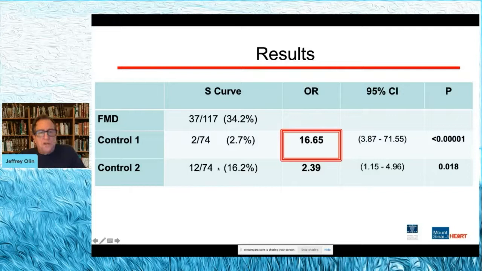And what we saw is that a little over a third of the patients had the so-called S-curve. Of patients of the same age, only two of them had it, but we don't even know that these two didn't have FMD because this was just an ultrasound study. And 16% of the elderly, if you're using age 70 as the elderly, had an S-curve. So we call this the S-curve, a novel morphological finding in patients with FMD.